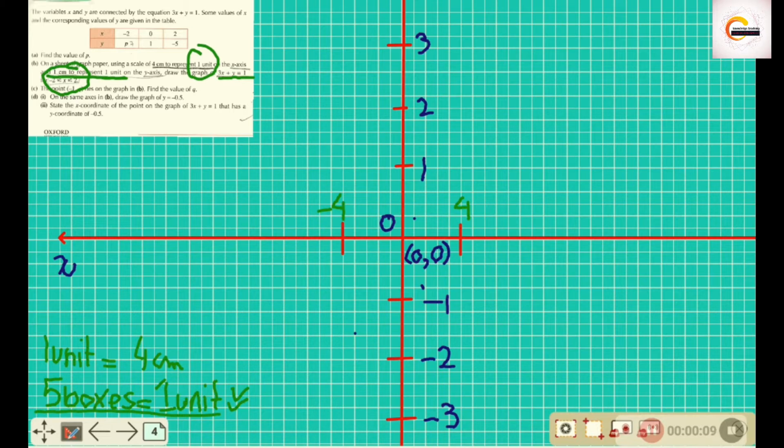Alright, part B. On a sheet of graph paper, using a scale of 4 cm to represent 1 unit on x-axis and 1 cm to represent 1 unit on y-axis, draw a graph of the equation 3x plus y is equal to 1 for the values of x which are greater than or equal to -2 and less than or equal to 2.